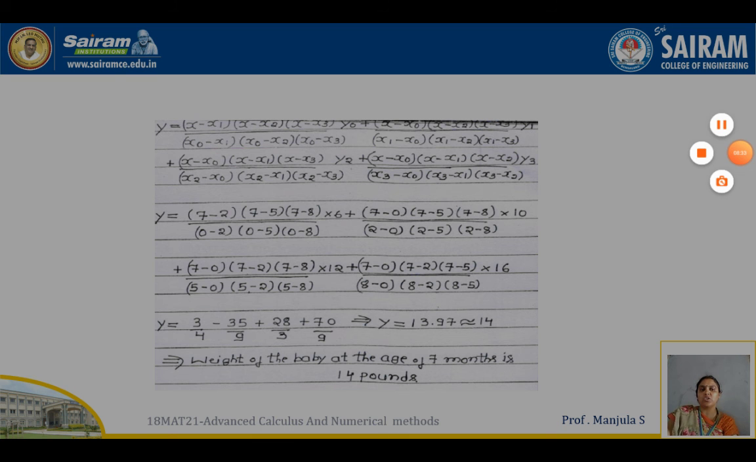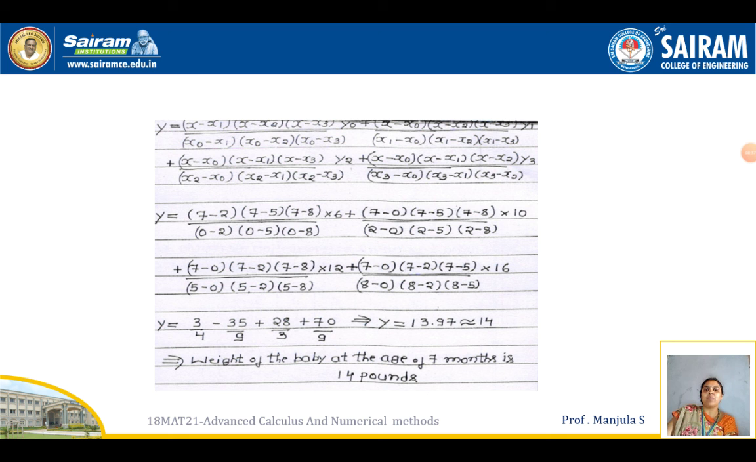The next work is Lagrange's interpolation, which means we should write the formula carefully. The formula will become like this: y equals x minus x1 into x minus x2 into x minus x3 divided by x0 minus x1, x0 minus x2, x0 minus x3, that into y0, plus x minus x0, x minus x2, x minus x3 by x1 minus x0, x1 minus x2, x1 minus x3, that into y1, plus x minus x0, x minus x1, x minus x3 by x2 minus x0, x2 minus x1, x2 minus x3, that into y2, plus x minus x0, x minus x1, x minus x2 by x3 minus x0, x3 minus x1, x3 minus x2, that into y3.